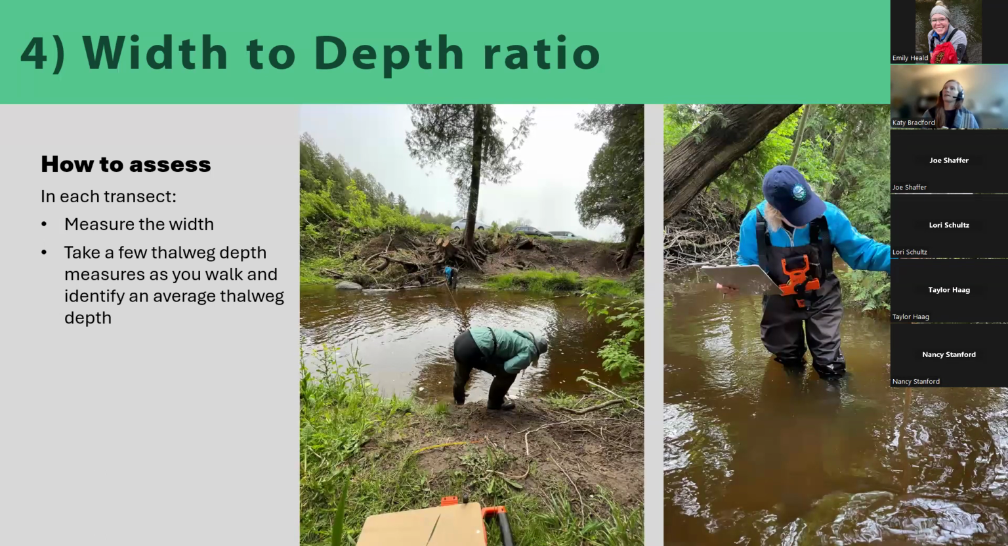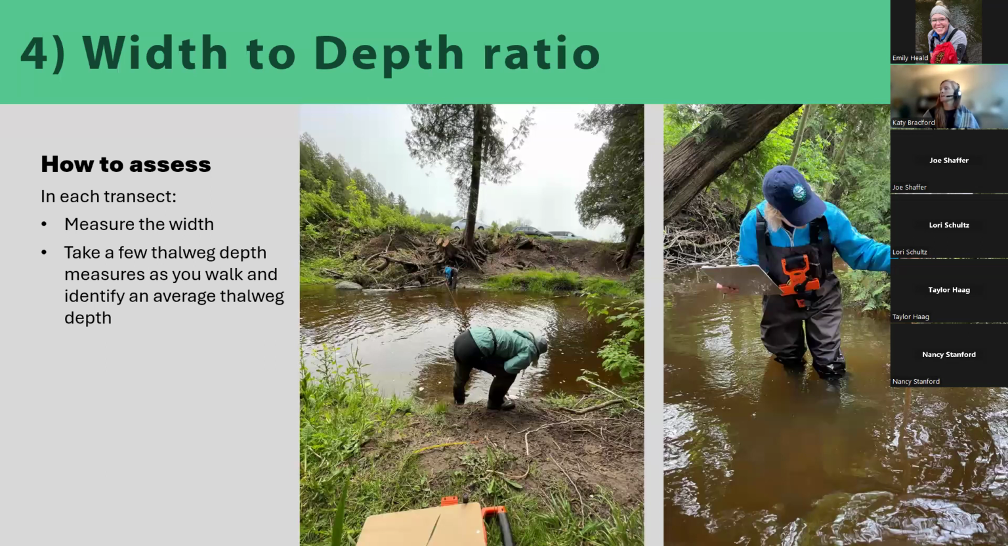So how do we do that? In every transect, we measure and determine about an average width of the stream. And then we're going to take a few depth measurements along the thalweg, which, if you remember, is the deepest path of the stream. We're going to take a few depth measurements along that thalweg as you walk your transect and determine basically an average thalweg depth for that section of stream. So that will be your ratio.